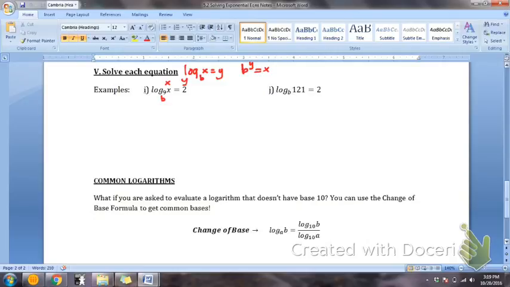So if I change this into exponential form, what does it become, Austin? 9 to the second power equals x. Is this something you can solve? Yes. What is 9 squared? 81. So my answer is just 81.